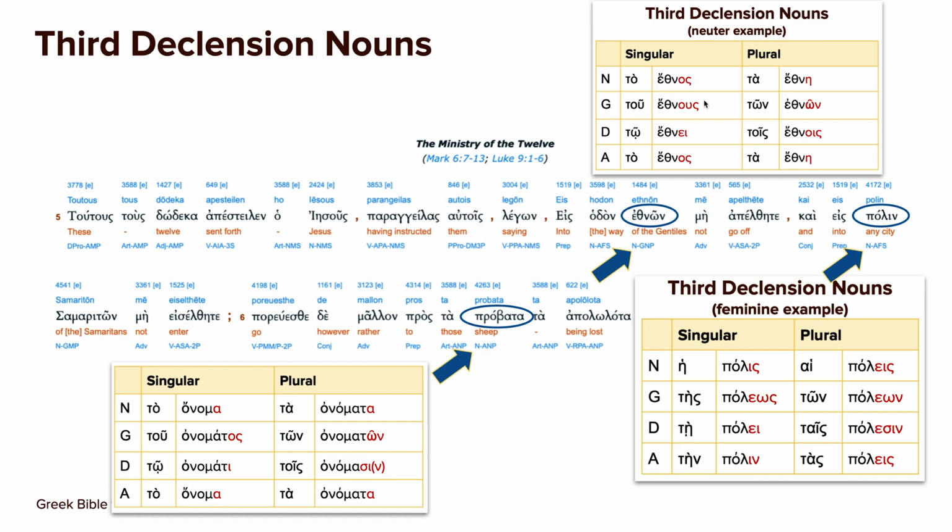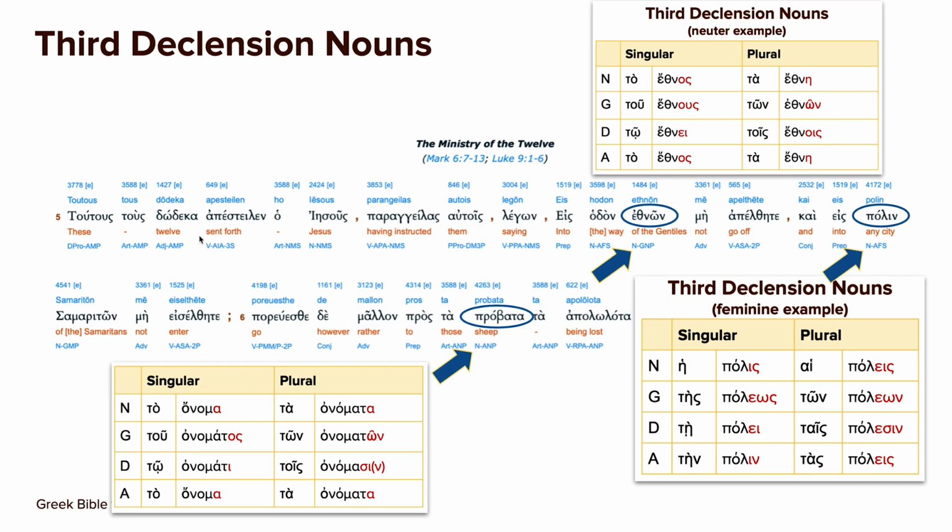So to ethnos, tou ethnous, to ethnei, to ethnos. Ta ethne, ton ethnon, tois ethnesin, ta ethne. So our form here is the genitive neuter plural, of the Gentiles.